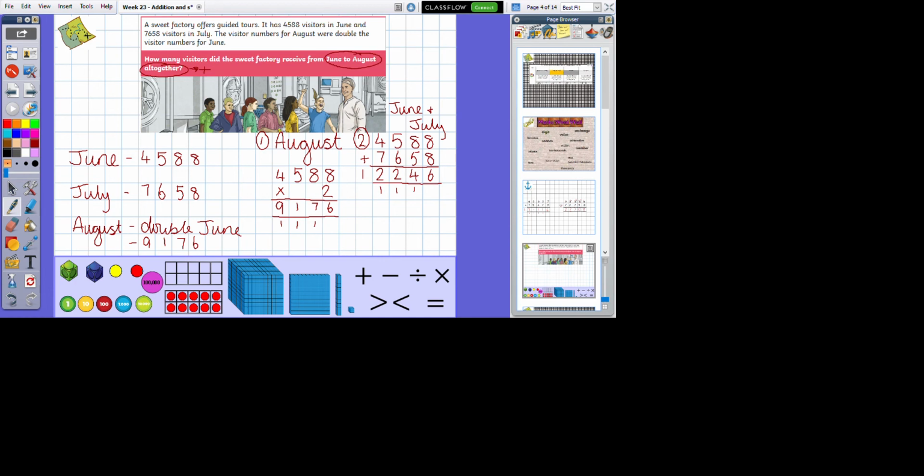So I'm going to take the total I've just created, 12,246, and I'm going to add to that 9,176, ensuring that my numbers are lined up correctly. Remember, this is 1,000, not a 10,000. Okay? So making sure they're lined up correctly, I need to add them together. So I've got 6 add 6 gives me 12. 4 add 7 is 11, add 1 is 12. 2 add 1 is 3, add 1 is 4. Then I've got 2 add 9 to give me 11. Then I've got my 1, add 0, add 1 gives me 2.